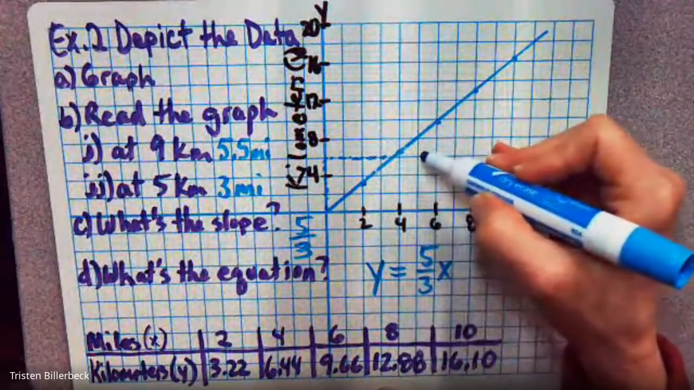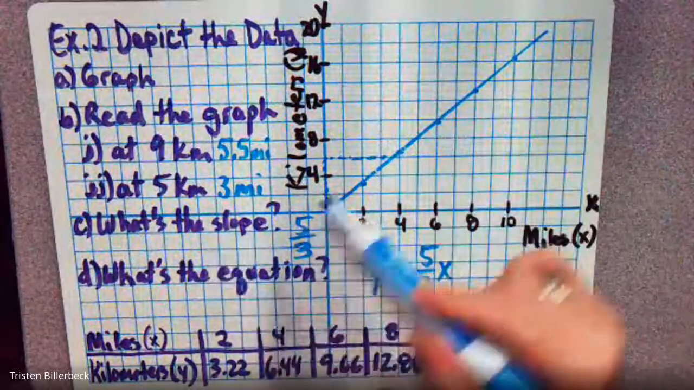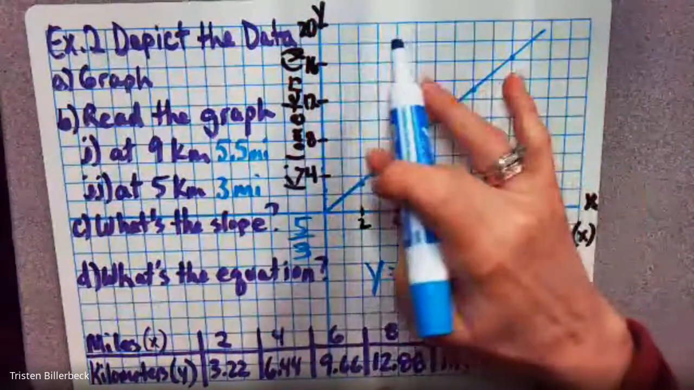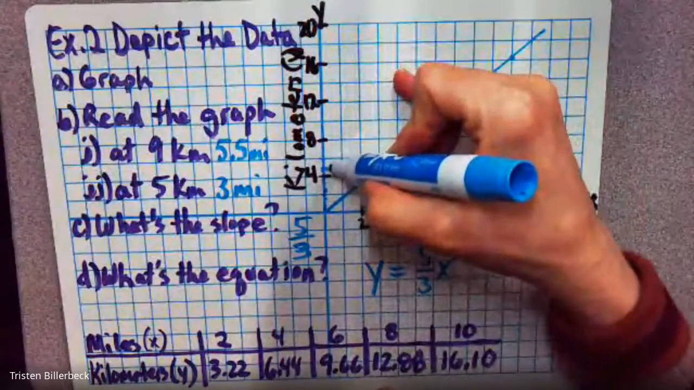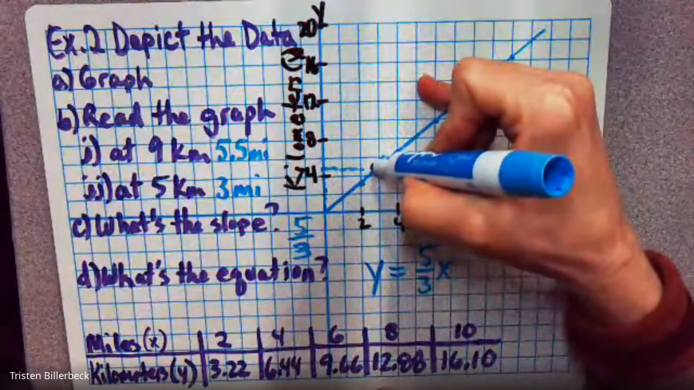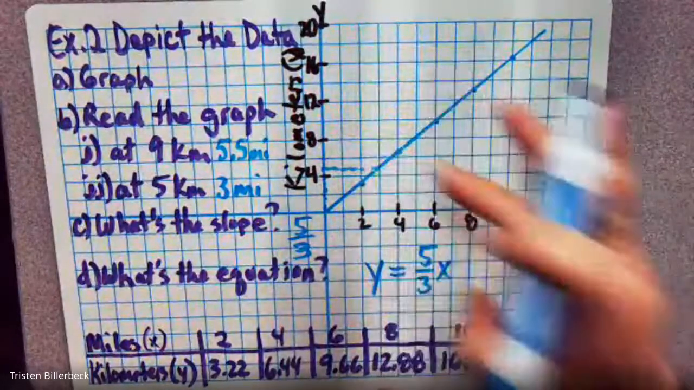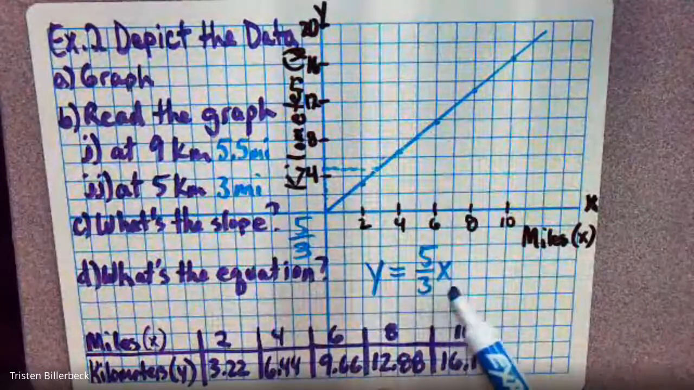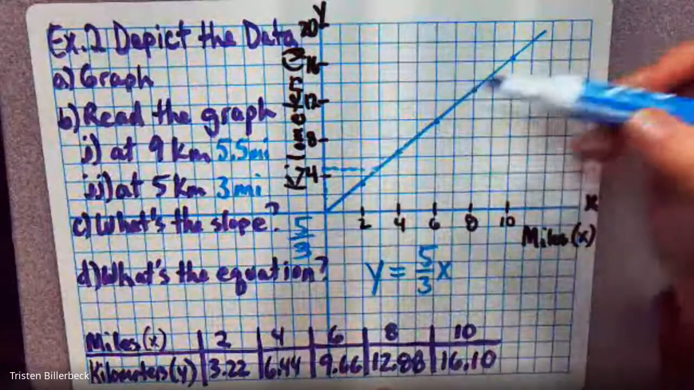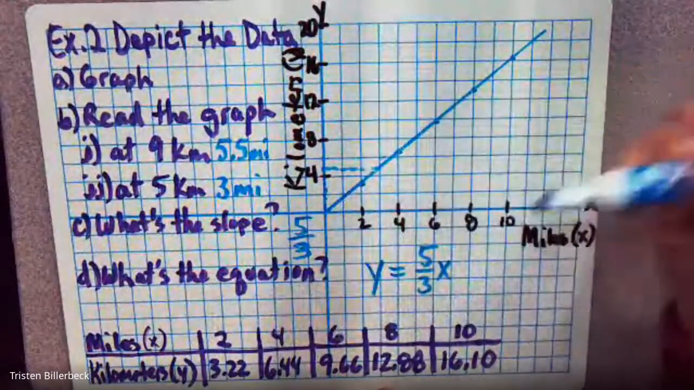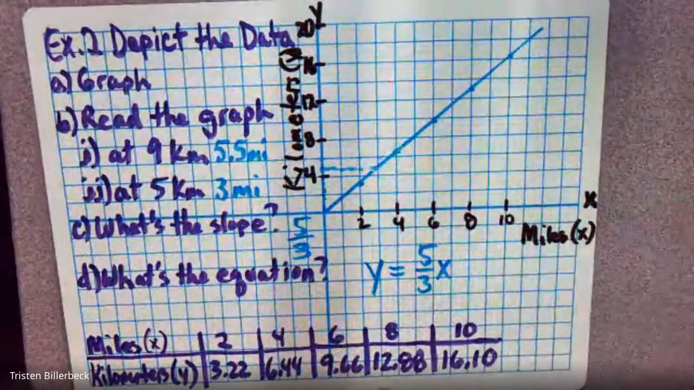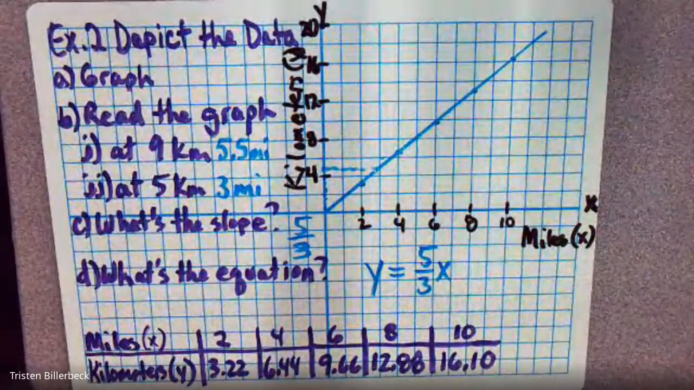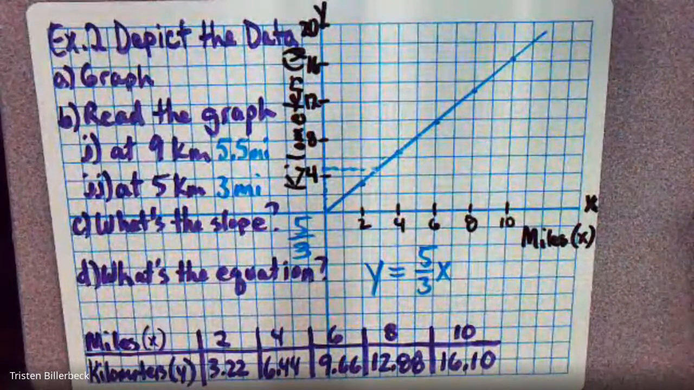Actually, it was a little more than 3, but wait, 5K. Oh, that's 6K, that's why. Okay, so 5K goes right here, which is 3. There we go. Perfect. So that's how I got 5/3 x. If we keep going up, it'll be 5/3 x the whole time on this line. So that's how you depict real life data.